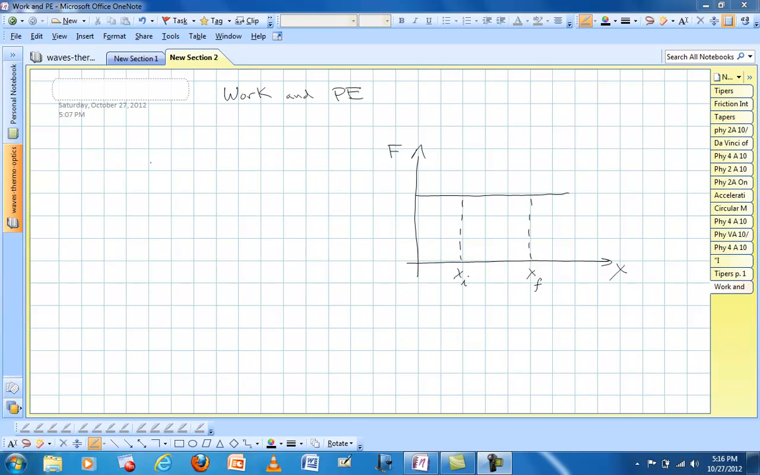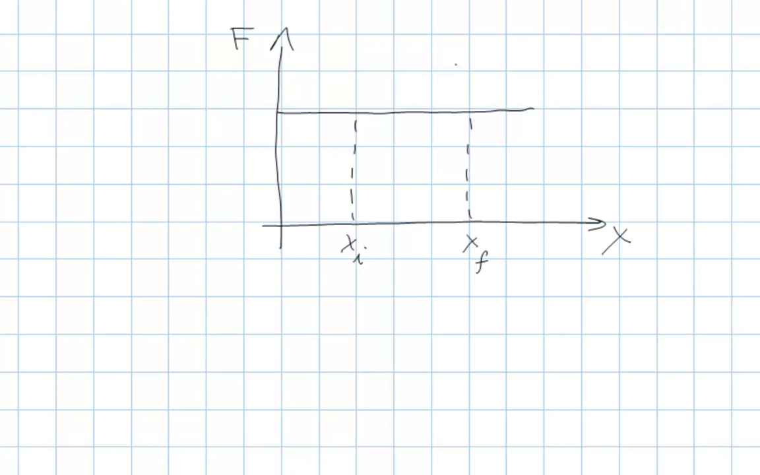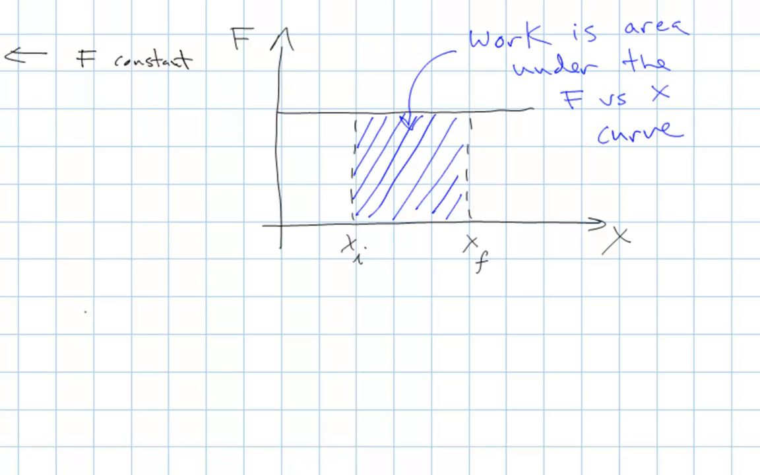We've been using the expression work is force times distance when the force and the distance are in the same direction. Let's take a look at what that looks like on a plot of force versus position. So here we have a force versus position plot, and this of course only works if the force is constant. So I've drawn a constant force, and our object is moving from x initial to x final. And what we see is the work done is the area under that curve.